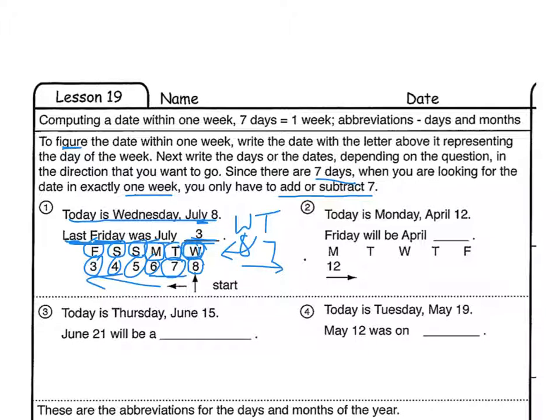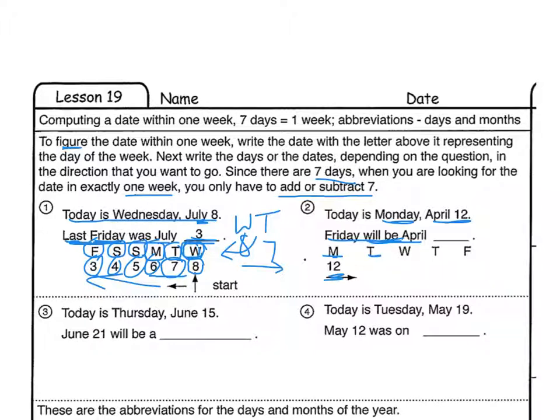Friday, July 3rd. Today is Monday, April 12th. Friday will be April what? So let's do this one together here. Get ready to write. You're going to first write, they've already done it for you, the M for Monday, and then we put the 12 here. So we're going from Monday, April the 12th. Friday will be, so we're going forward. This is Friday will be, not was, but will be.